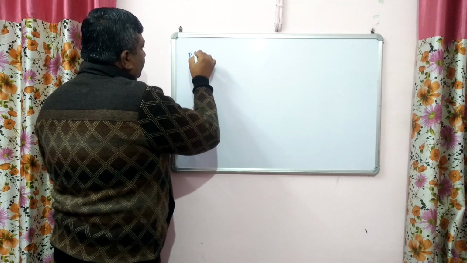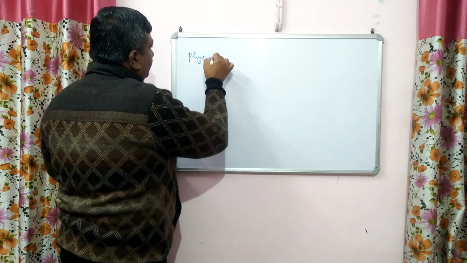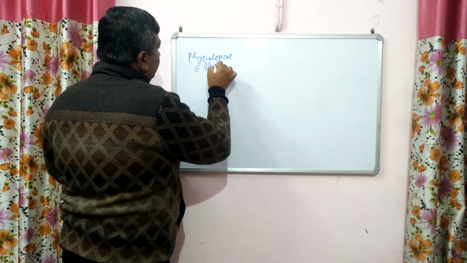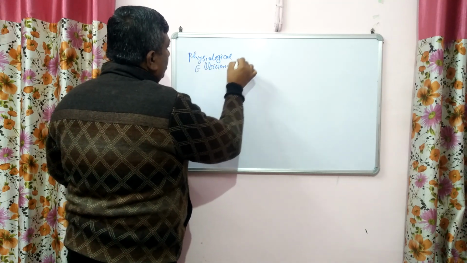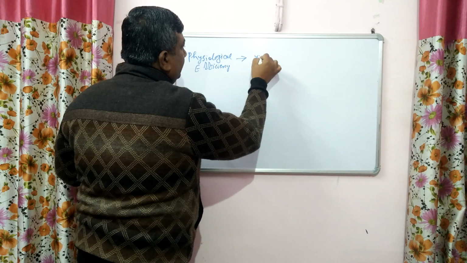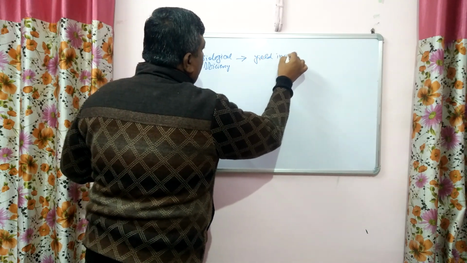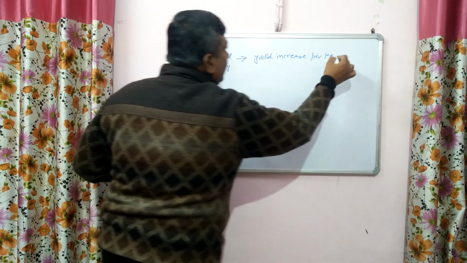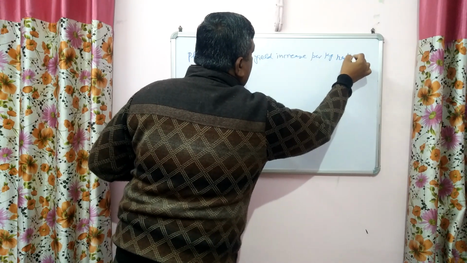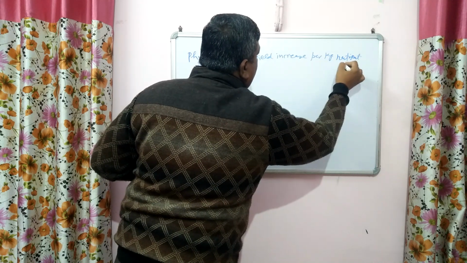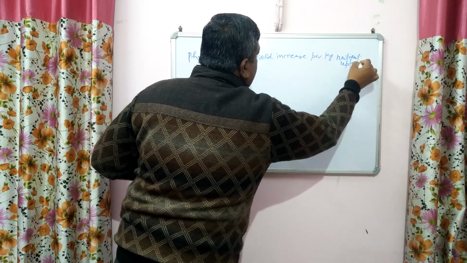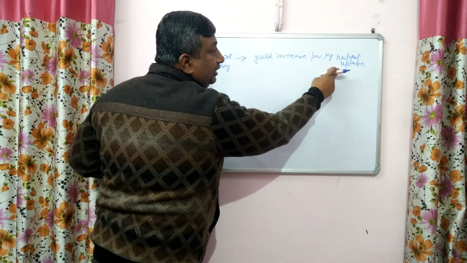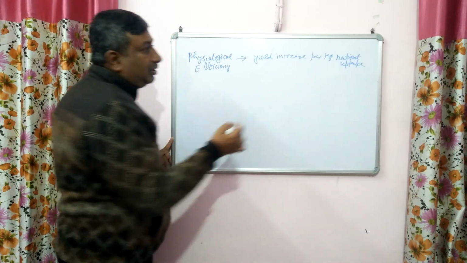Physiological efficiency is related with yield increase per kg nutrient absorbed by the crop, per kg nutrient absorbed or uptake. While agronomic efficiency is yield increase per kg nutrient applied. So this is the difference.